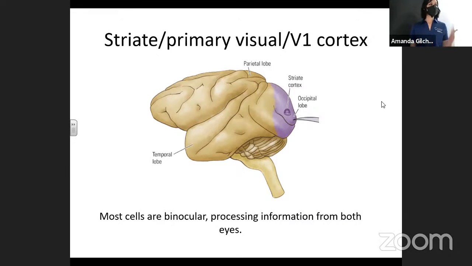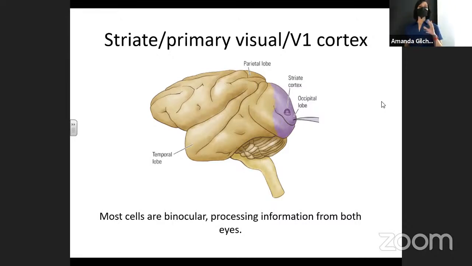So we're going to talk about this when we get to other primary cortices. So the primary auditory cortex is sometimes called A1. The primary somatosensory cortex is sometimes referred to as S1, and the primary motor cortex is referred to as M1. So just be prepared for me to use striate, primary visual cortex or V1 in different terms, but they all mean the same thing.